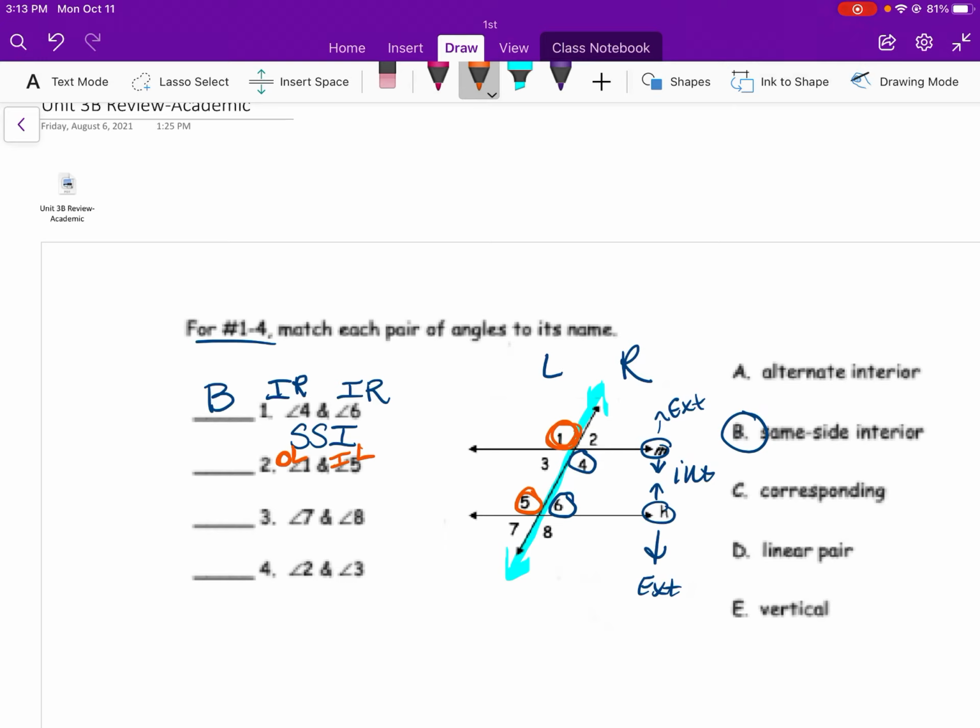So now I'm seeing one's on the outside and one's on the inside. So when I see that, I immediately know it can't be any of my same side interior, same side exterior, alternate interior, alternate exterior. It can't be any of those because one is on the outside and one is on the inside. So when I look at that, I start to notice that it seems like angle 1 and angle 5 are in the same location at their respective intersection. So what I've realized is that this is corresponding. So that is C.